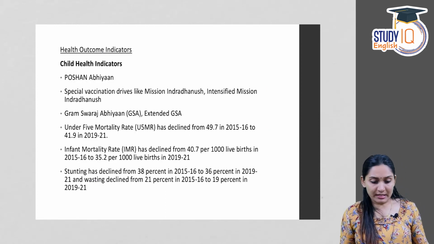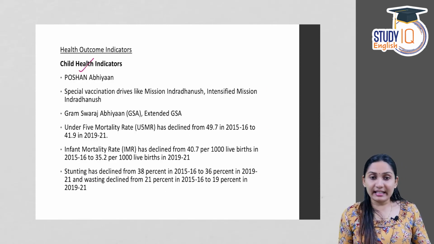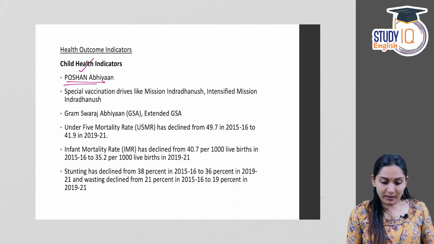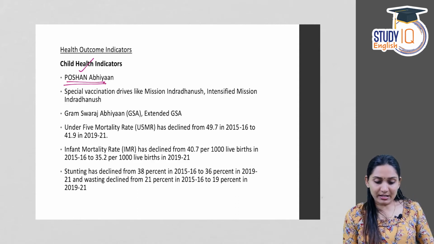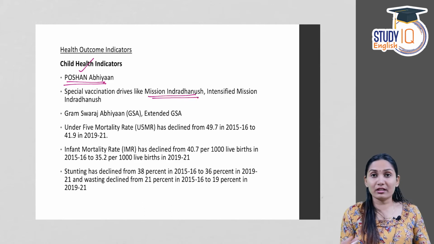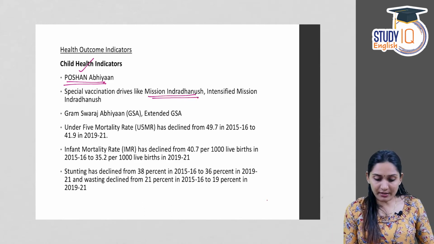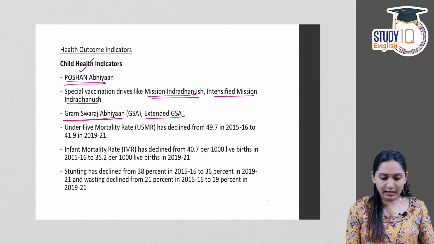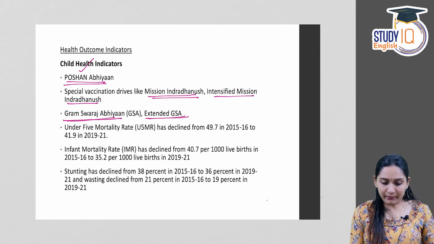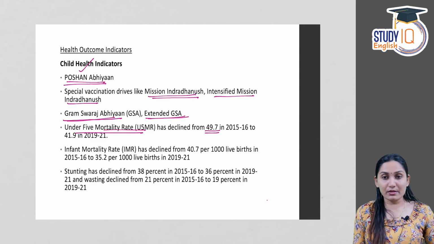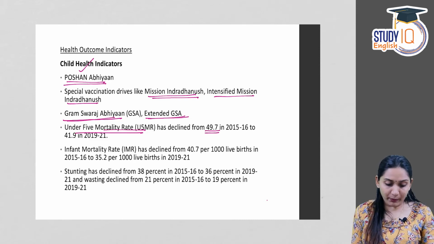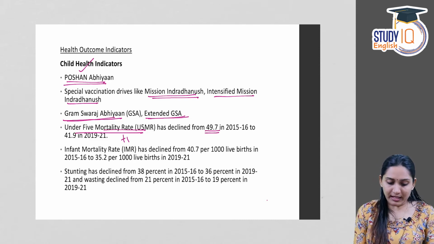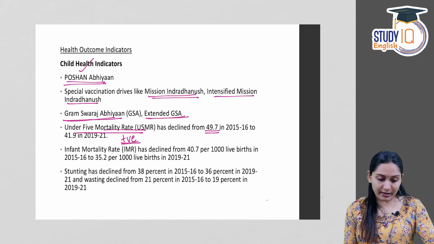Coming to health outcome indicators, regarding child health indicators. First one is Poshan Abhiyan, then special vaccination drives like the Mission Indradhanush. Indradhanush is aimed at providing vaccination coverage. Intensified Mission Indradhanush. Gram Swaraj Abhiyan, extended Gram Swaraj Abhiyan. Under 5 mortality rate has declined from 49.7 in 2015-16. Now it's 41.9. It's a positive indicator that the under 5 mortality rate has reduced.